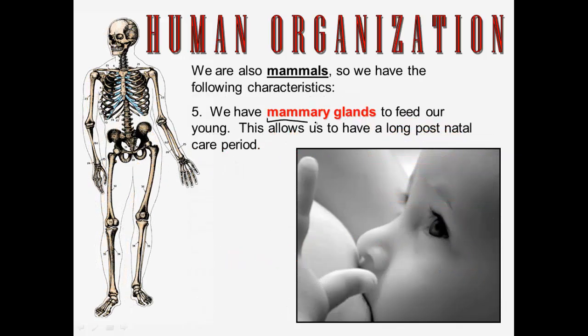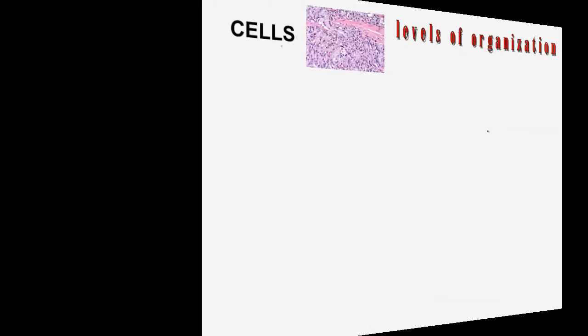Because we're mammals, we also have mammary glands, and this is how we feed milk to our young. It also allows us to have a really long period after the baby is born where we have to take care of the child. That's the postnatal period.